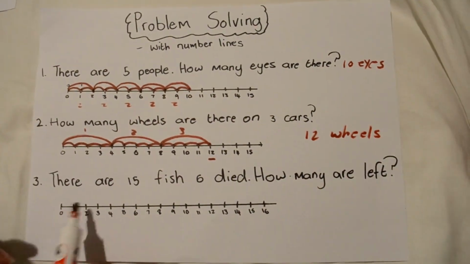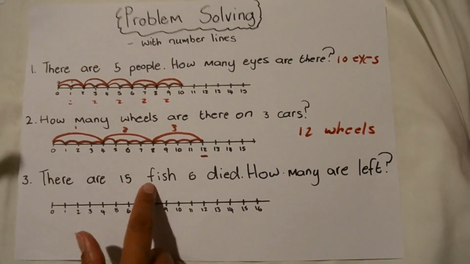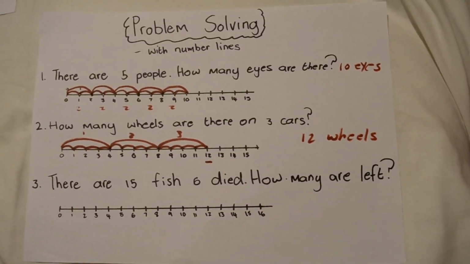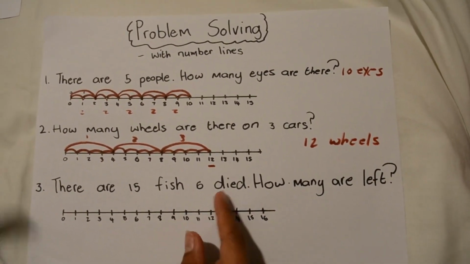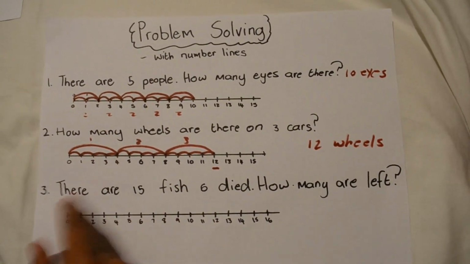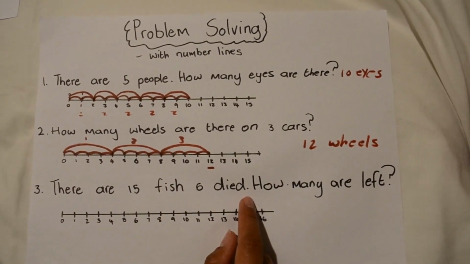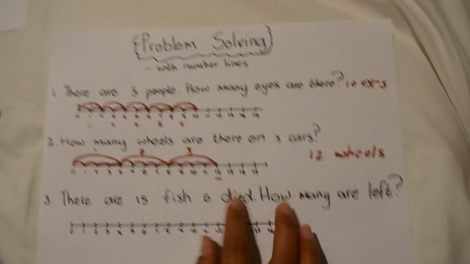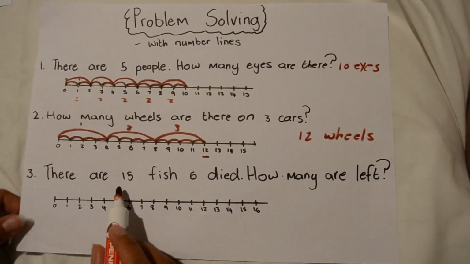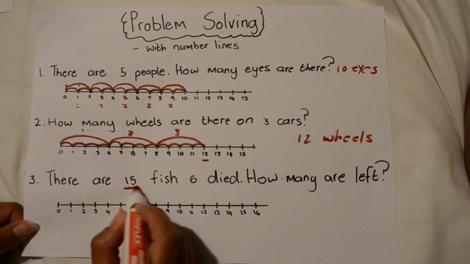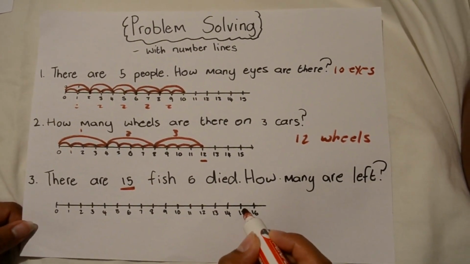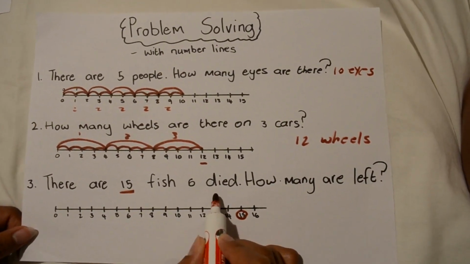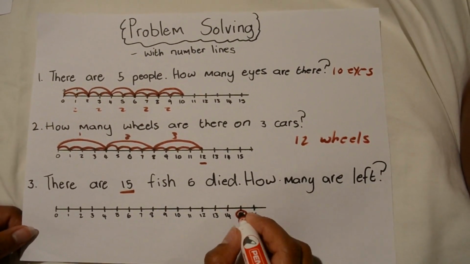Okay, then number three. There are 15 fish. Six died. How many are left? Okay, so 15 fish and then six died. This word problem is a minus one. Why? Because we are taking away because the fish died. So I have to first go to this first number, which is 15. So there's 15. Put a circle around it. And I need to take away 6 because 6 died.